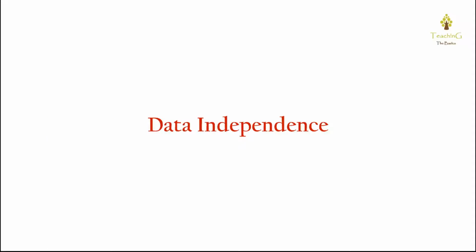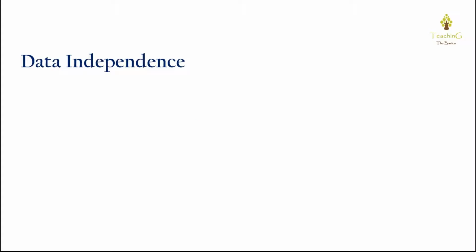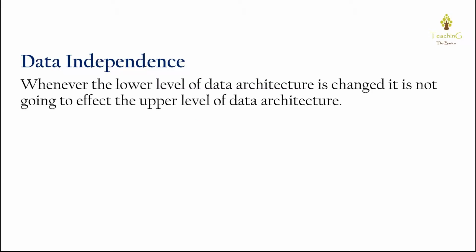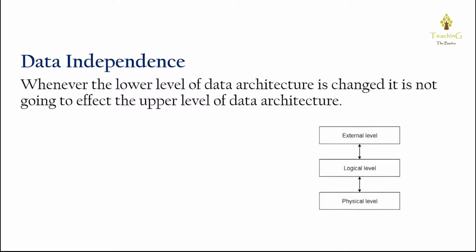So now the next topic is data independence. So let's start with the definition of data independence. Whenever the lower level of data architecture is changed, it is not going to affect the upper level of data architecture. So what do I actually mean by this? Let's elaborate on this with the help of this diagram. Okay, so you can recognize this diagram from my last video. That is, this is the three-tier architecture of the DBMS.